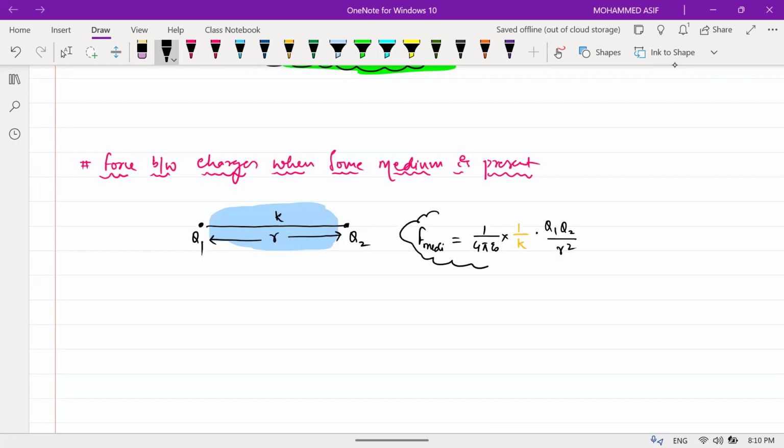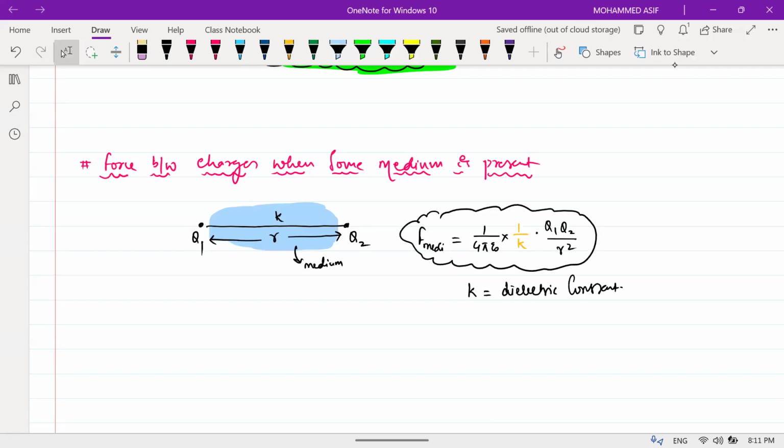Here K is not a constant, beta. What is K here? K is your dielectric constant. Am I clear? So when there is a certain medium, this medium can be like kerosene, water, grease, oil, whatever it may be.